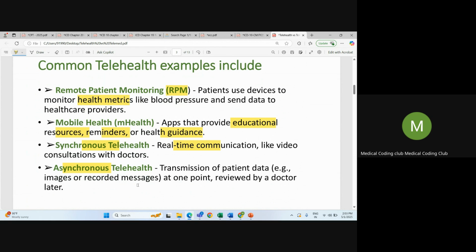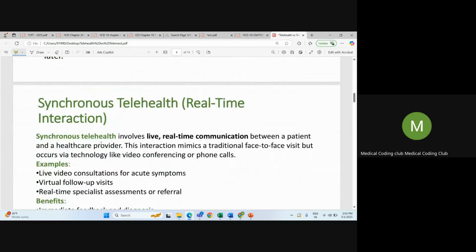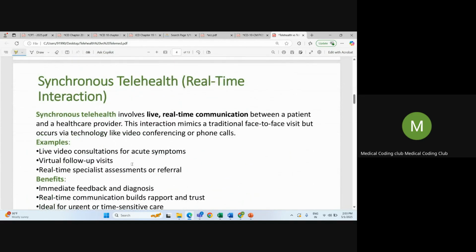So for asynchronous telehealth, we have a separate CPT code set. Again, you can check that in the medicine section. Coming to synchronous telehealth, let's understand it more deeply. Synchronous telehealth involves live, real-time communication between the patient and the healthcare provider. The interaction mimics a traditional face-to-face visit but occurs via technology like video conferencing or phone calls.